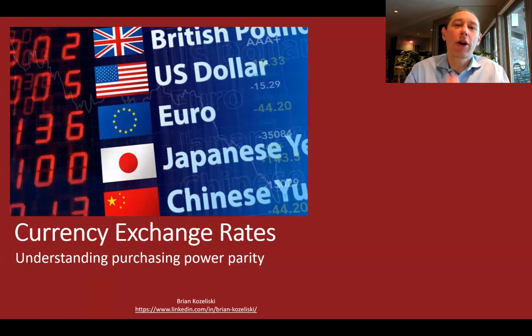So today I want to talk about currency exchange rates. I want to understand why the rates are what they are. To do that, I want to understand purchasing power parity, and I want to see if purchasing power parity has any ability to predict where exchange rates are going.